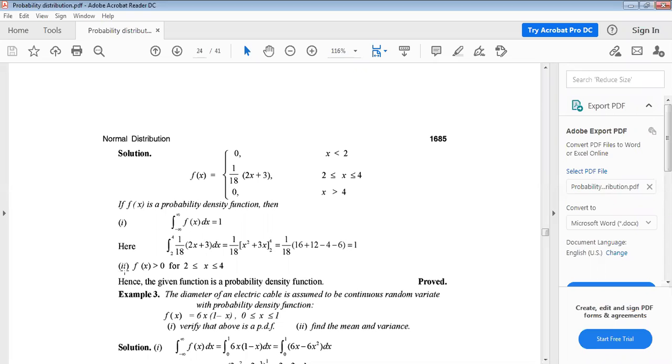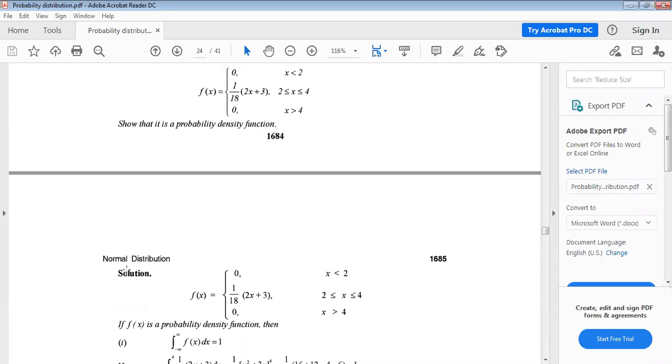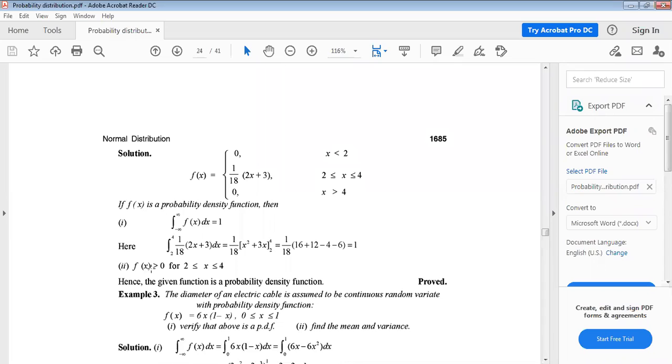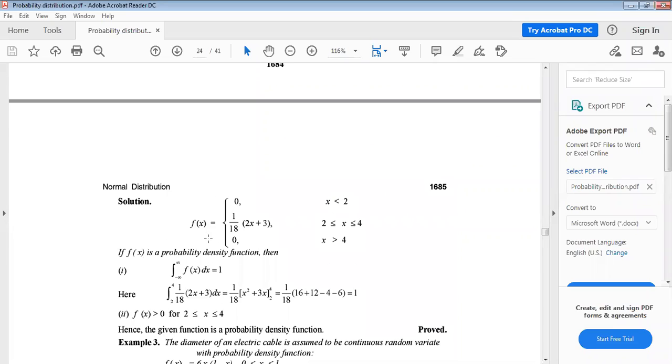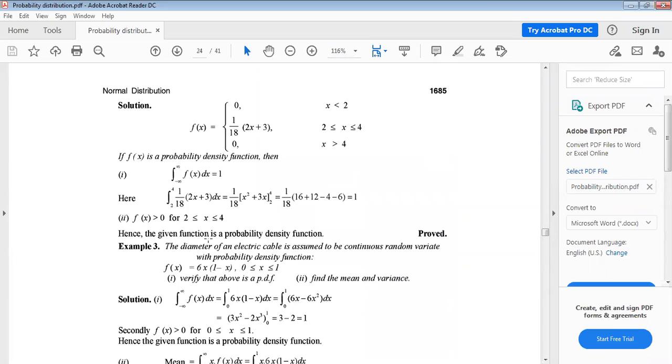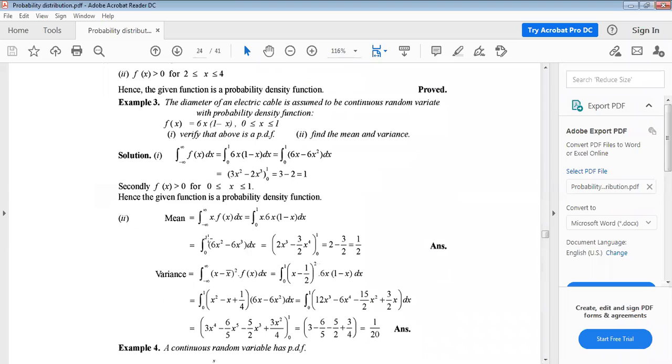Another one, question number 2: f of x is greater than 0 for x lies between 2 and 4. That means f of x is a positive function, a positive density function. Hence the given function is a probability density function, we have proved. Understand everybody? Yes, sir. Very easy. If you practice one time, of course you can do it.